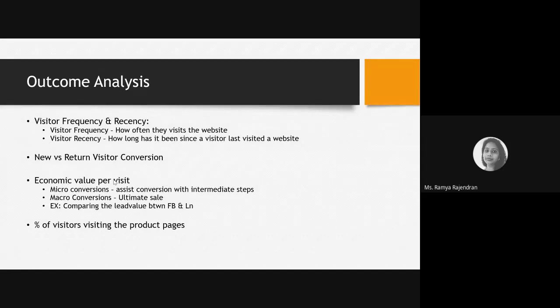So here the average order value is 1,000 rupees. Let's take it as 1,000 rupees. Here the economic value per lead is the average order value divided by the number of leads. So 1,000 divided by 10, 200 is the Facebook lead value, whereas for this one it is 1,000 divided by 20.